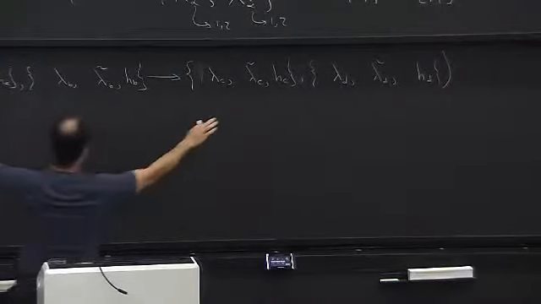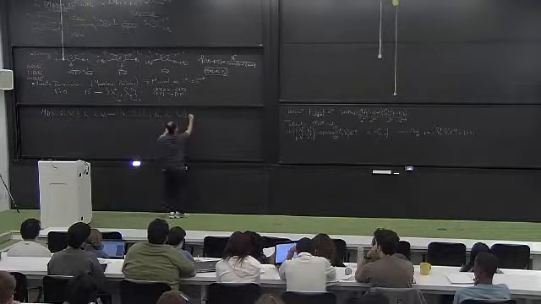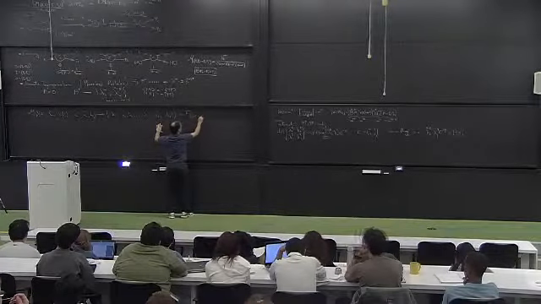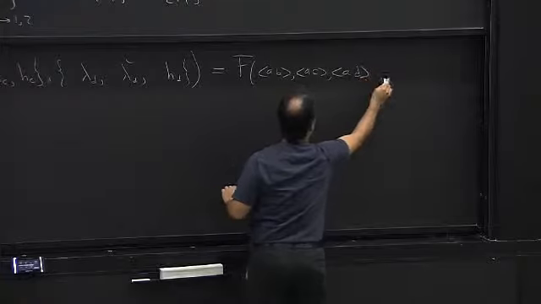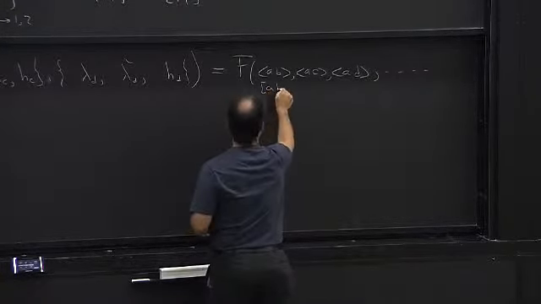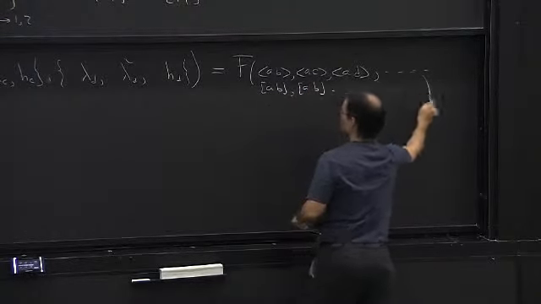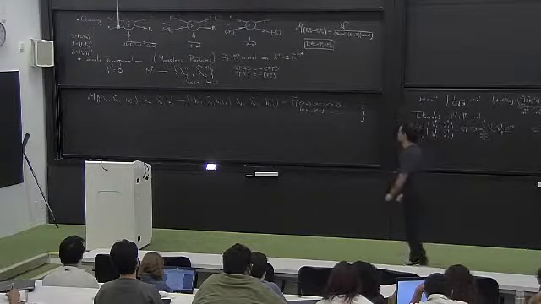So we have this matrix element, okay? And this is supposed to be a function of AB, AC, AD, and so on. And the same for the square brackets. Okay? It's a rational function of all these objects.